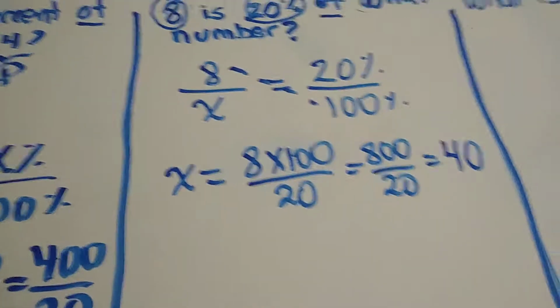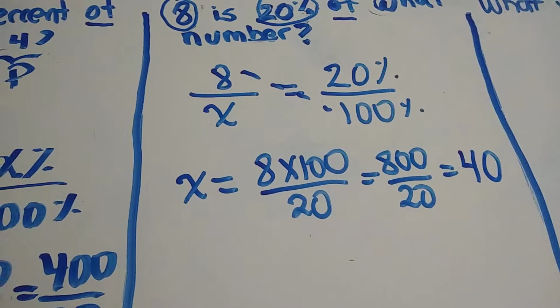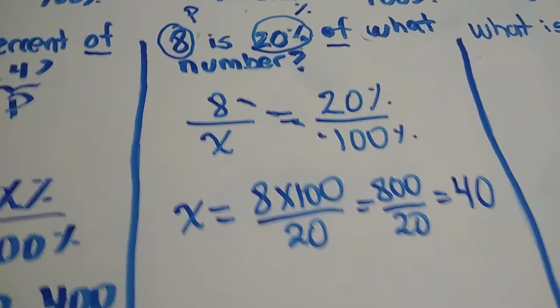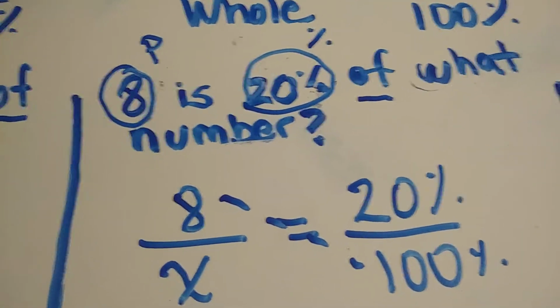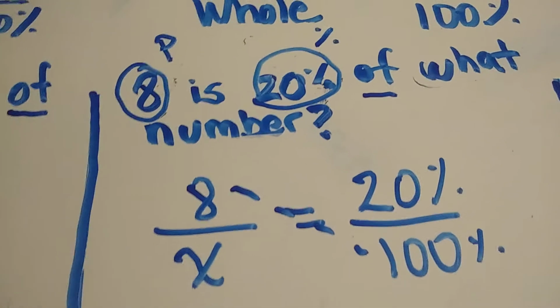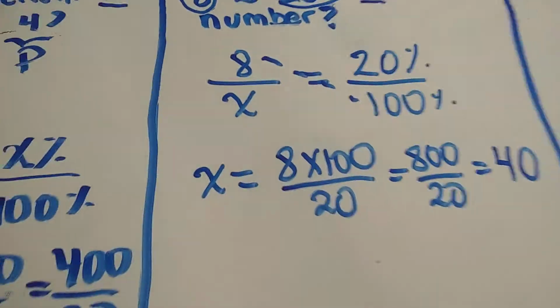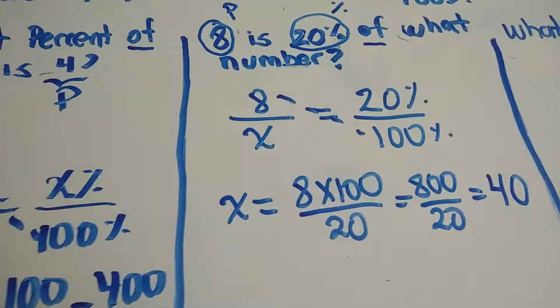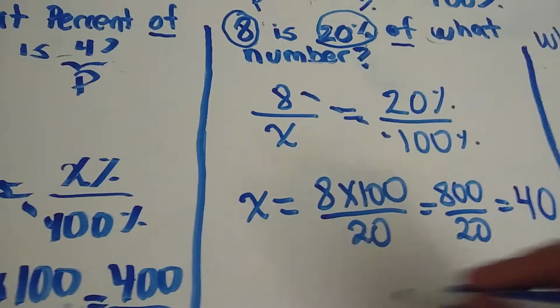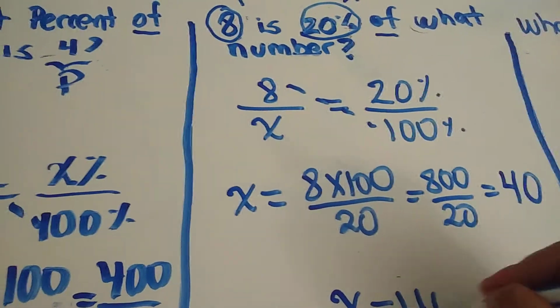40 what? Is it a percent or is it a number? First of all, we can just refer to the question and say what number. So this has to be a number. Now let's say you don't refer to the question. Double check. Where is X? On the side for the number. So that's your final answer. X is equal to 40. All right.